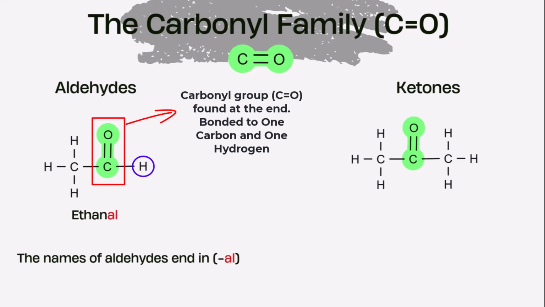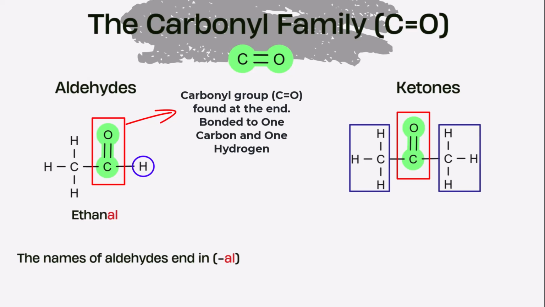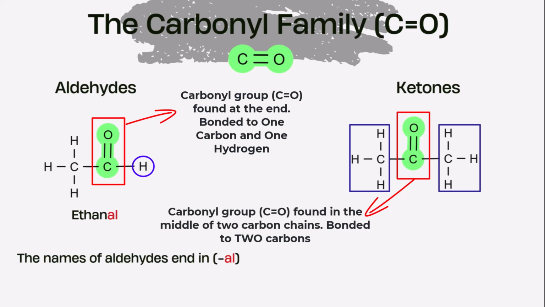For ketones, the carbonyl group, which is carbon double bonded to oxygen, is bonded to two other carbon-containing groups, which we refer to as the alkyl or the aryl groups. Meaning the carbonyl group is found in the middle, surrounded by two other groups. Compounds that belong to the ketone subfamily end with -one, as seen in propanone, which is also called acetone.